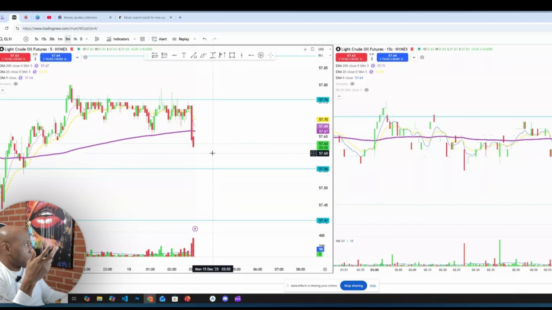So I'm going to risk 3 ticks, right? But I'm risking 2 contracts. My stop loss right now is 3 ticks, and I risk 2 contracts on crude oil. So that's $60. And as I become more consistent, then I will raise that up to 3, 4 contracts, maybe more.